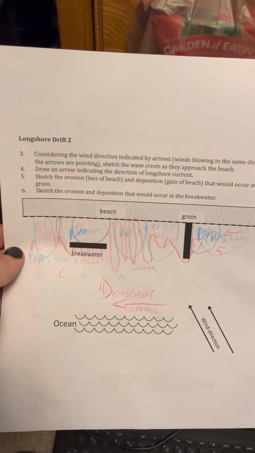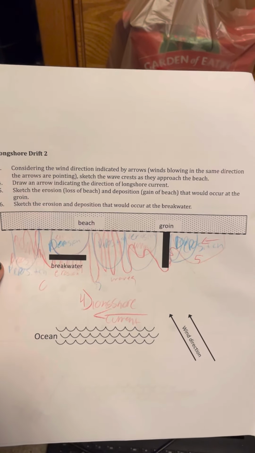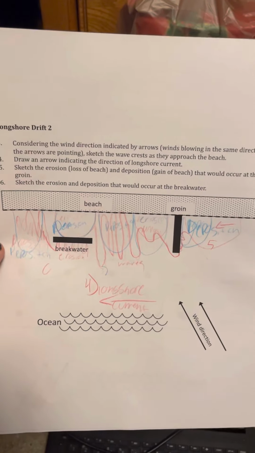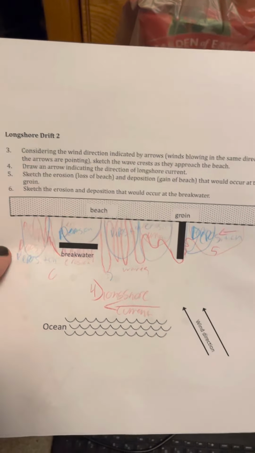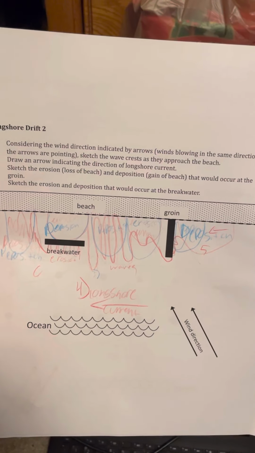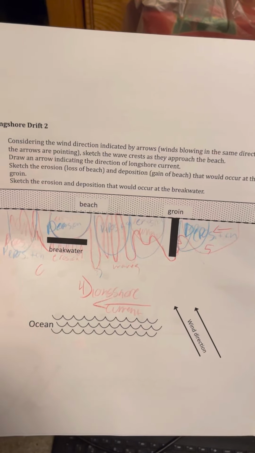We have question 3. Consider the wind direction indicated by arrows blowing in the same direction. Sketch the wave crest. I tried to do it in red. It didn't turn out the best as I did multiple colors. We're going to start from the right-hand side. You're going to have a big deposition on that right because of that groin. And then there's going to be some erosion.